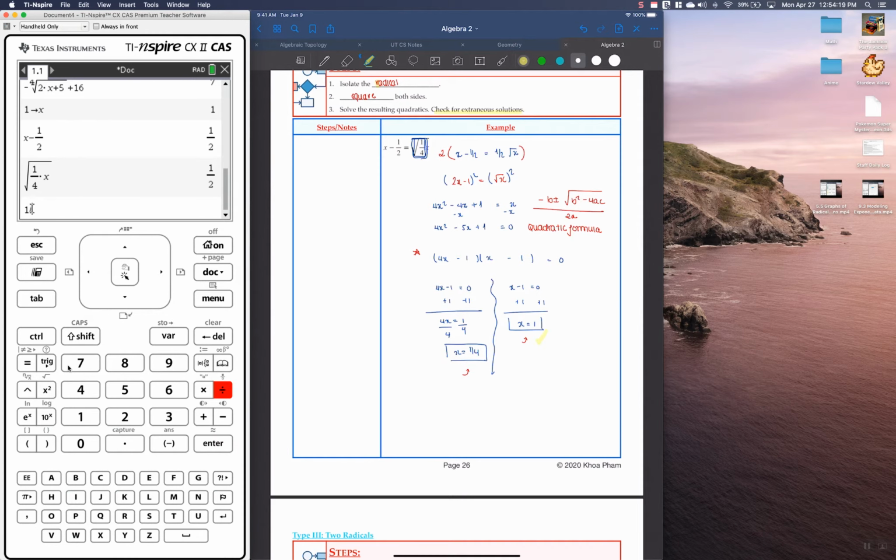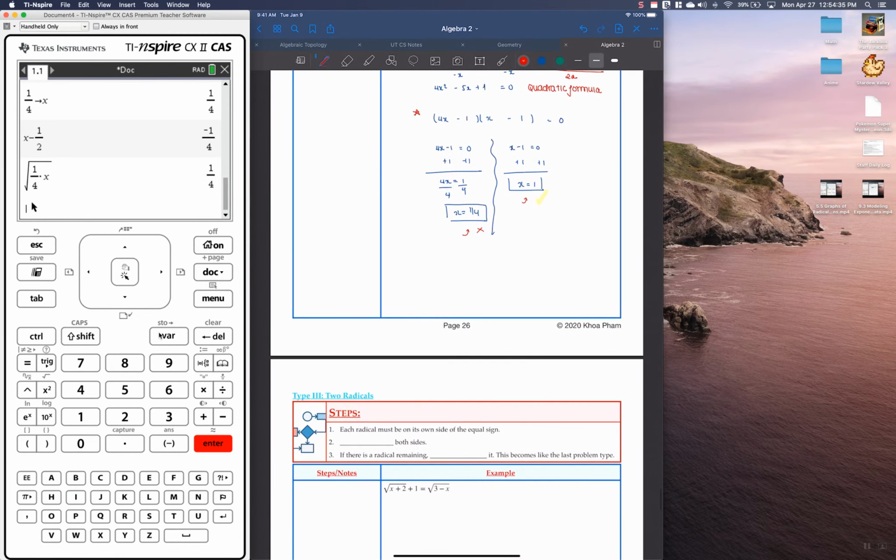Now I can take 1/4 and I can store that into x, and I can just check both these expressions on the left and on the right hand side. Nope. One is negative, one is positive, and so this one here is not a valid solution. You have to mark it as extraneous. And so now you're done.